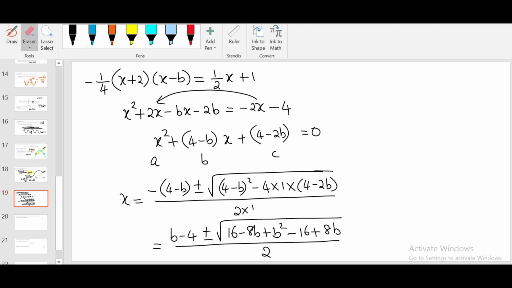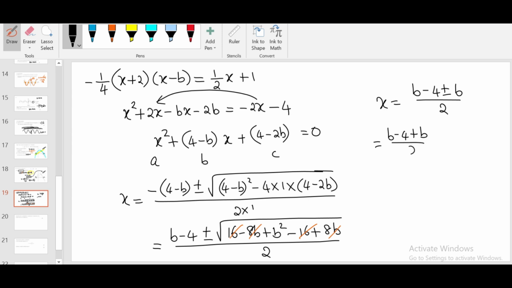You can see the terms are cancelling out each other. You see 16 and 8b can be cancelled. Square root of b squared is just b. So you are getting b minus 4 plus or minus b, divided by 2. So b minus 4 plus b over 2, and b minus 4 minus b over 2. There are two x values. So it's going to be 2b minus 4, and when you divide by 2, you will get b minus 2.